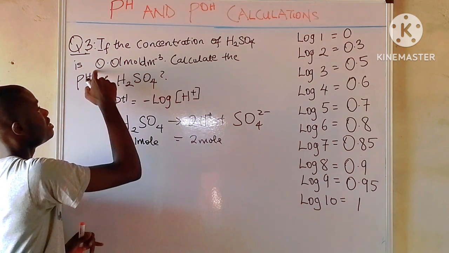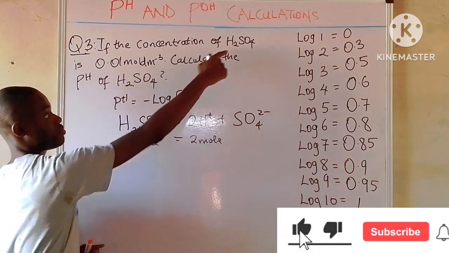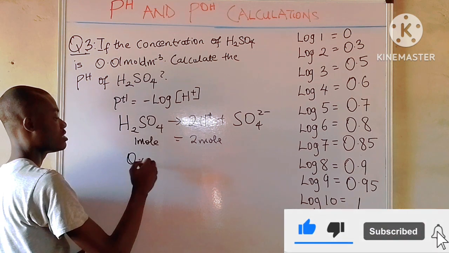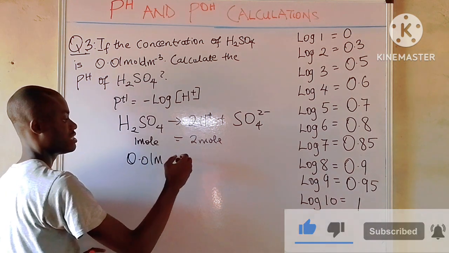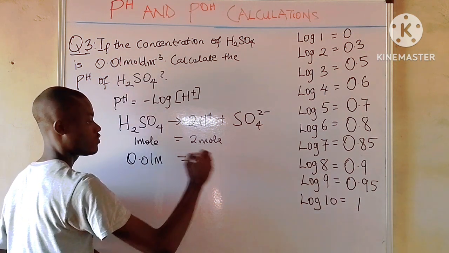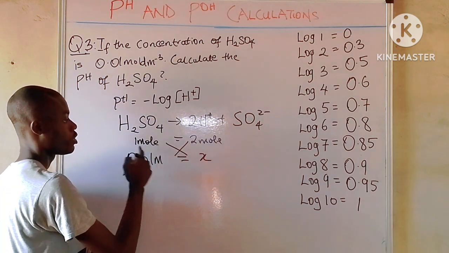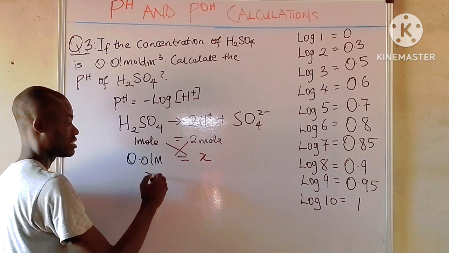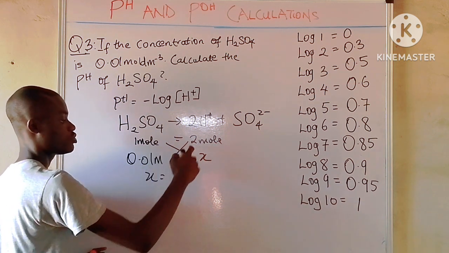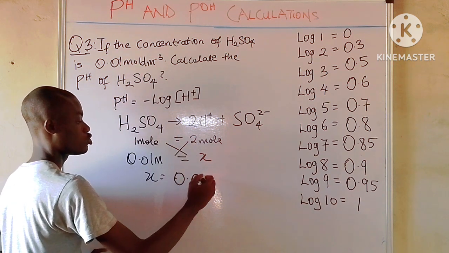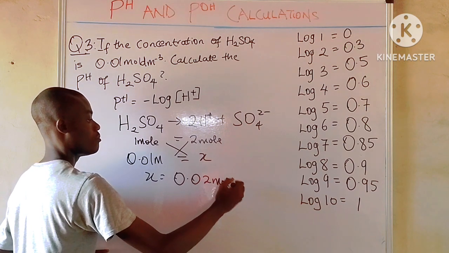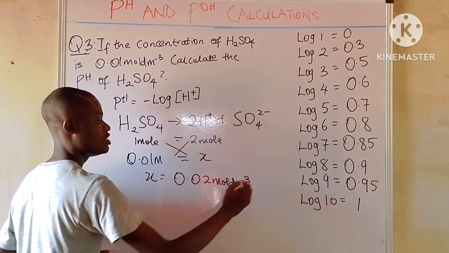And we are given 0.01 mole per dm cube of the acid. So we have 0.01 molarity of the acid. It will give us an unknown value, let's say x. So we can cross multiply. By cross multiplication, we have 1 times x to give us x, and 0.01 times 2 gives us 0.02 mole per dm cube of hydrogen ion.